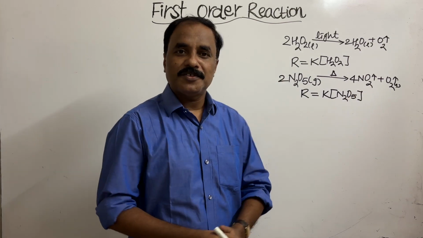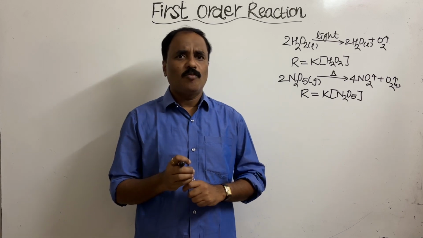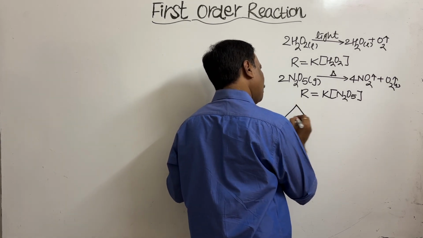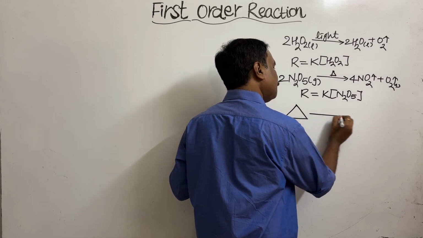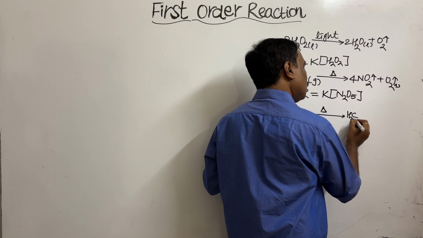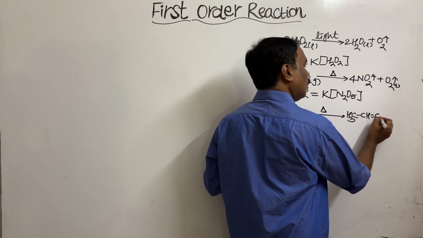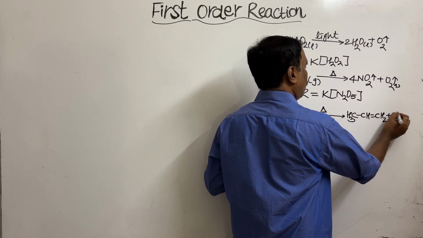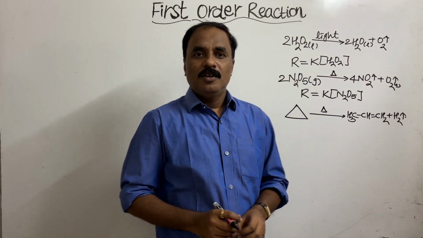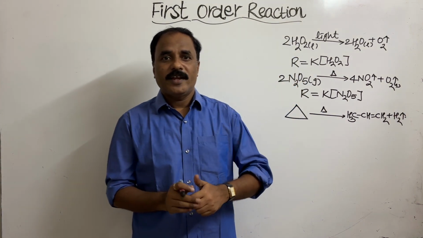First order kinetics. Conversion of cyclopropane into propene. Again, this is an example of first order kinetics. Decomposition of cyclopropane into propene. Here hydrogen gas is released. First order kinetics. So these are a few examples of first order reaction.